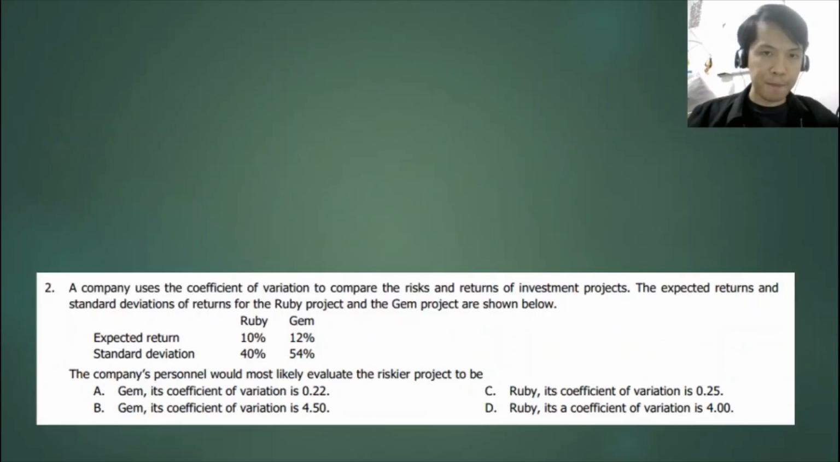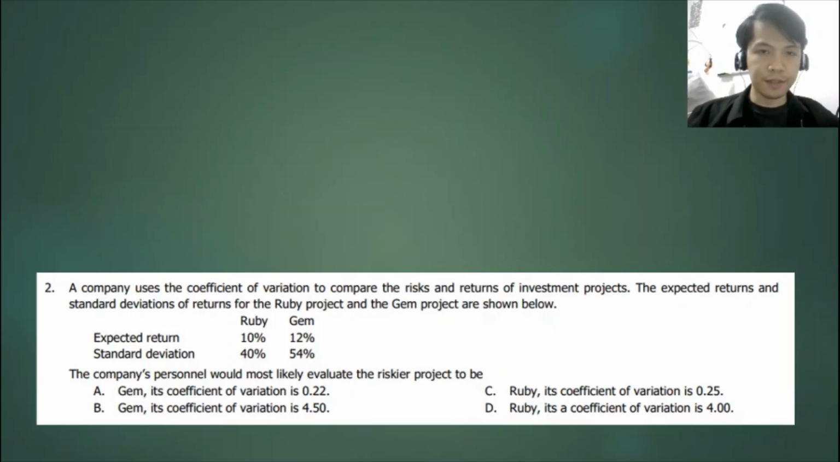Question 2 is about comparing the relative riskiness of two investments. Number 2, a company uses the coefficient of variation to compare the risk and returns of investment projects. The expected returns and standard deviations of returns for the Ruby project and the Gem project are shown below. So we have the expected returns 10% for Ruby and 12% for Gem. Standard deviation 40% for Ruby and 54% for Gem. The company's personnel would most likely evaluate the riskier project to be.